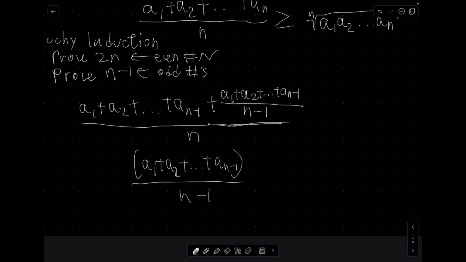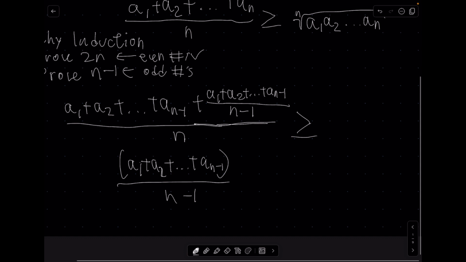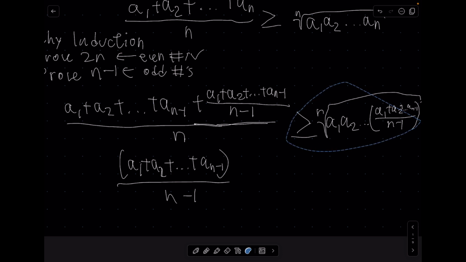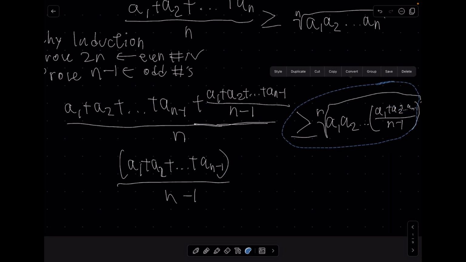And AM-GM, by the way, is still going to apply for this term. And so we're going to have a1, a2 until a1 plus a2 over n minus 1, and take that to the nth root. So we can just copy that here.